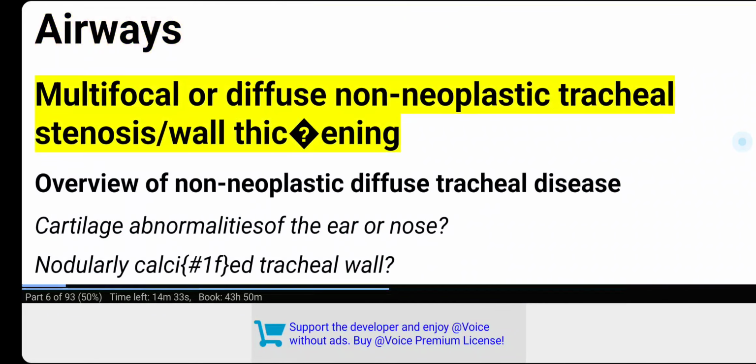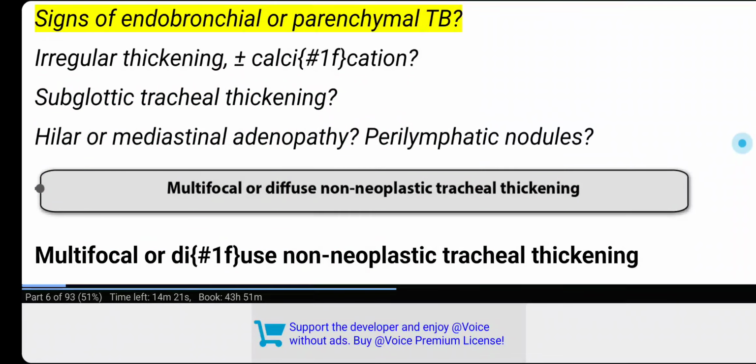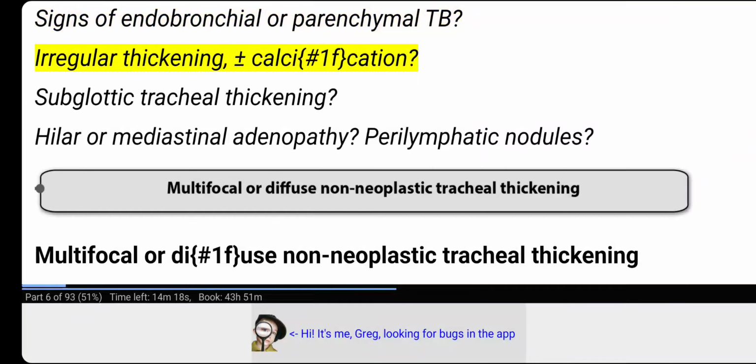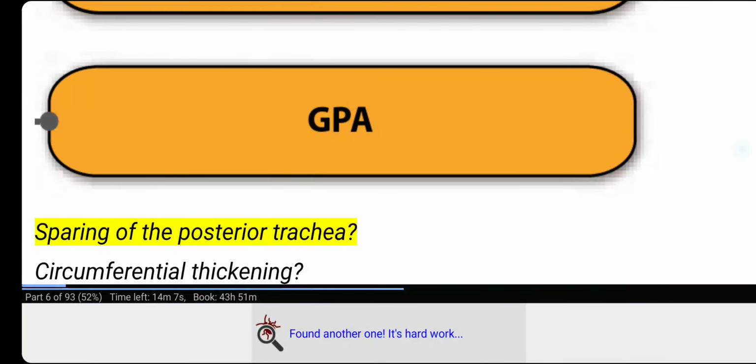Airways. Multifocal or diffuse non-neoplastic tracheal stenosis, wall thickening. Overview of non-neoplastic diffuse tracheal disease. Cartilage abnormalities of the ear or nose. Nodularly calcified tracheal wall. Signs of endobronchial or parenchymal TB. Irregular thickening, plus or minus calcification. Subglottic tracheal thickening. Hilar or mediastinal adenopathy. Paratracheal lymph nodules. Multifocal or diffuse non-neoplastic tracheal thickening. Sparing of the posterior trachea.